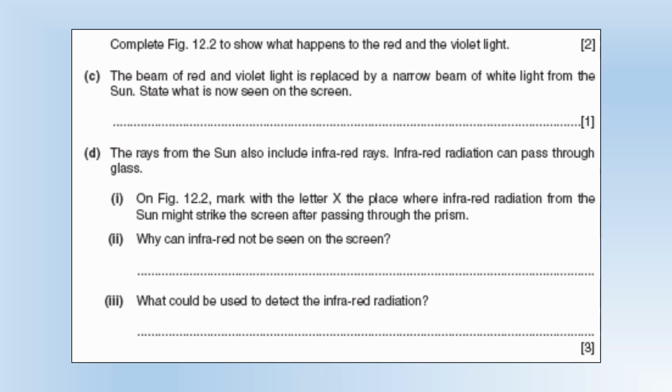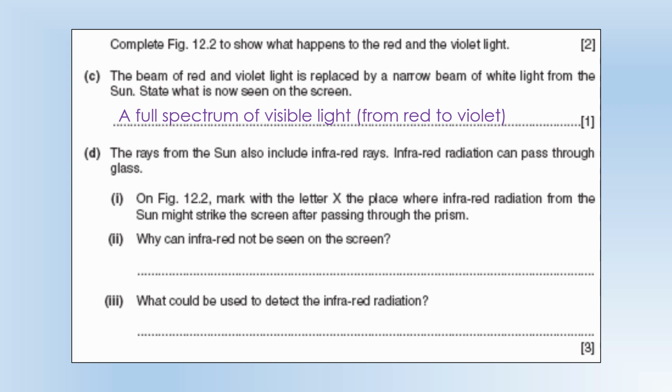So the beam of red and violet light is replaced by a narrow beam of white light from the sun. State what is now seen on the screen. Well, you're going to see a full spectrum of visible light because it's been dispersed into its separate colours. The rays from the sun also include infrared. Infrared radiation can pass through glass.